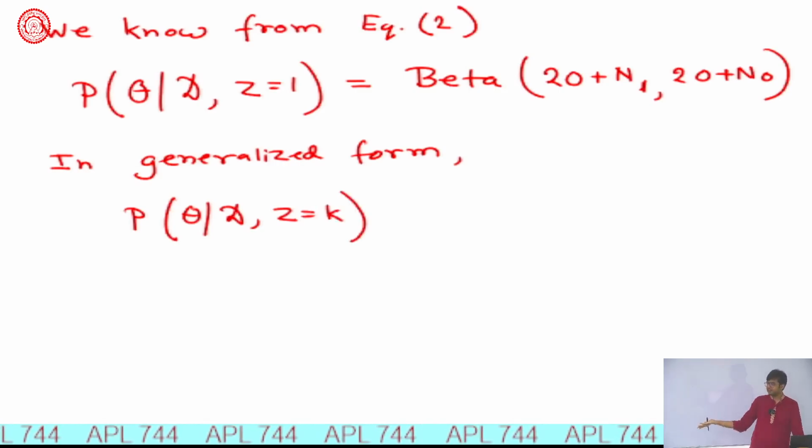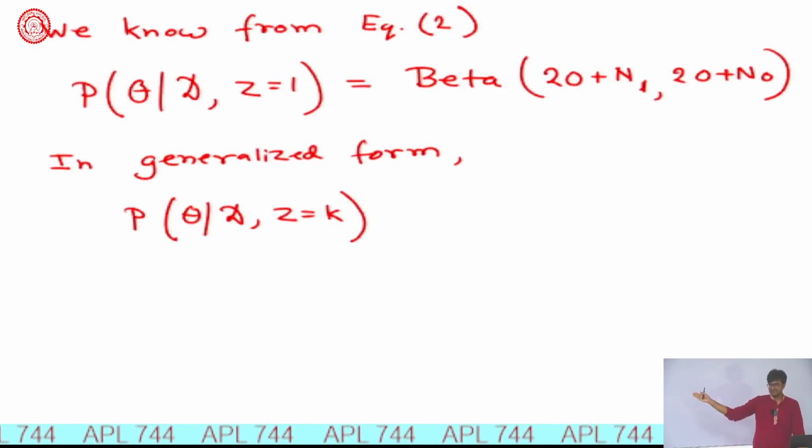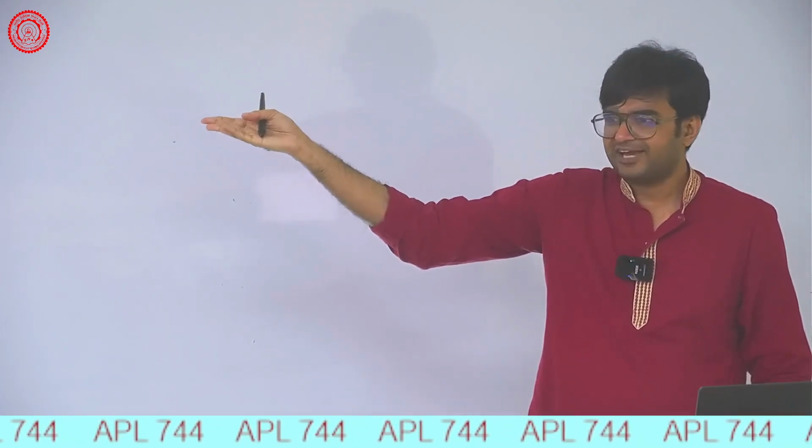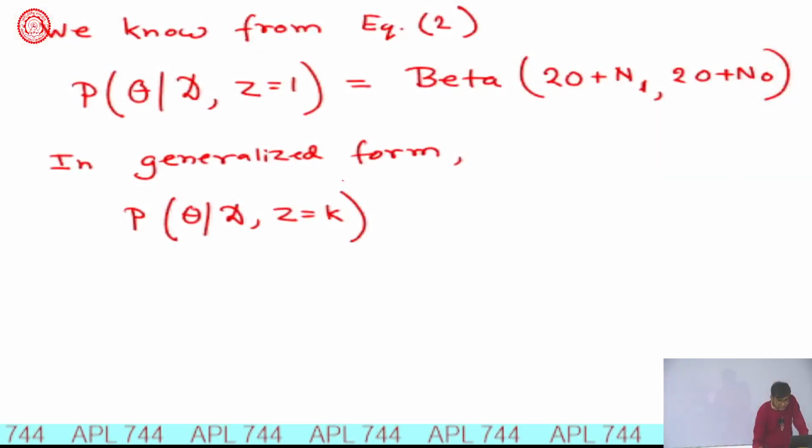So, k can be either 1 or 2 in our case, but if there are 3 components, k can be 1, 2, 3. If I have 10 components, k can be any number between 1 and 10, right, any integer between 1 and 10. So, this is equal to beta.